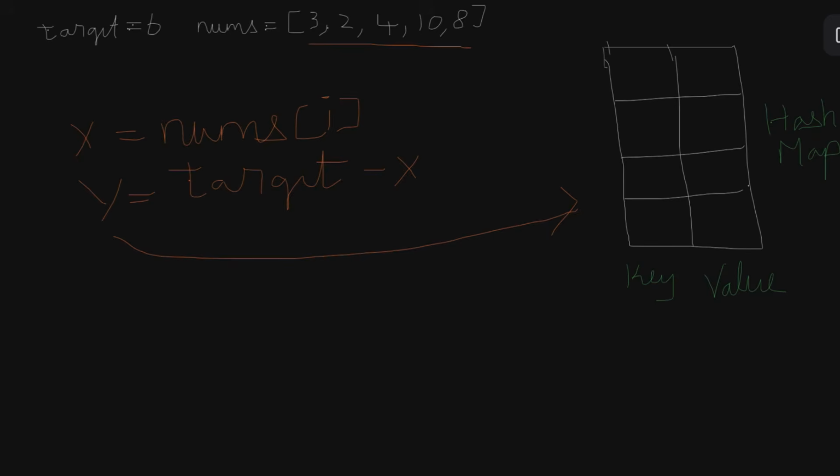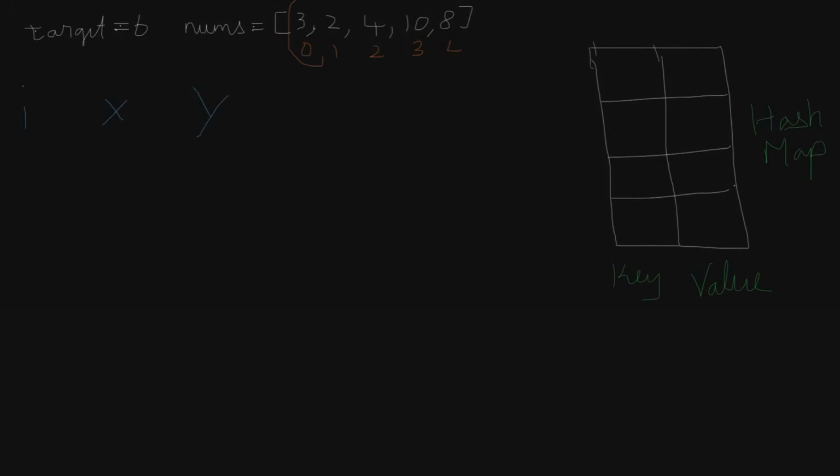Let's do a dry run to understand this better. We start with index 0, the value is 3, the remaining value is 6 minus 3, which is 3. The hash map is currently empty, so the remaining value is not present. We store 3 with index 0 in the hash map. Now we move to index 1. The value is 2, the remaining value is 6 minus 2, which is 4. The hash map currently contains only 3. Since 4 is not present, we store 2 with index 1 in the hash map.